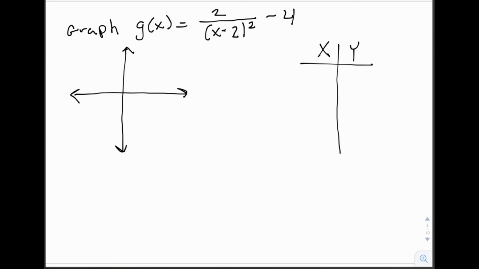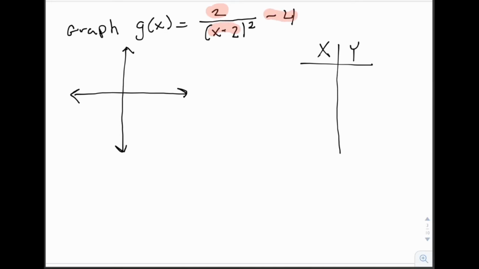So let's look at our g of x, which is equal to 2 divided by (x minus 2) squared, and then finally minus 4. Again, this one's going to be a little bit more complicated as we're adding some translations to the graph that we previously looked at. In other words, we can pull out some key pieces of information. We could pull that 2 out in front, look at this x minus 2, and then finally the minus 4, and figure out what they tell us.